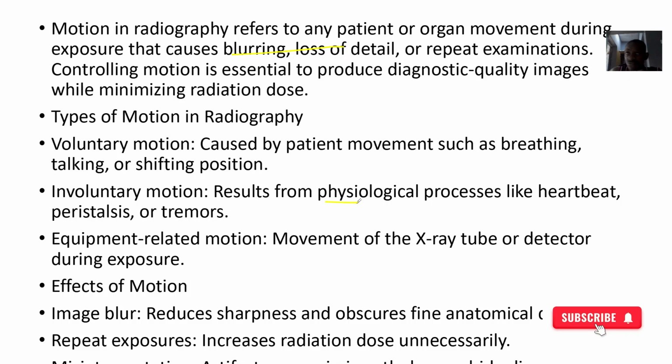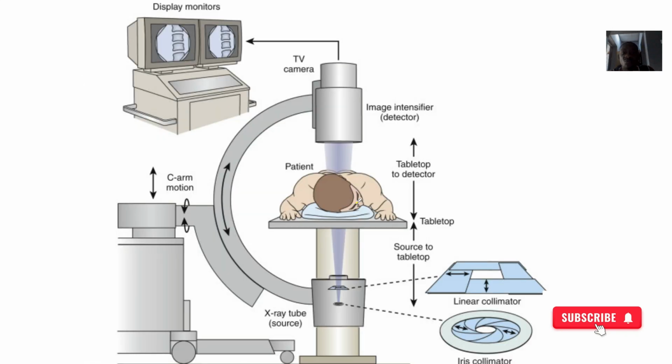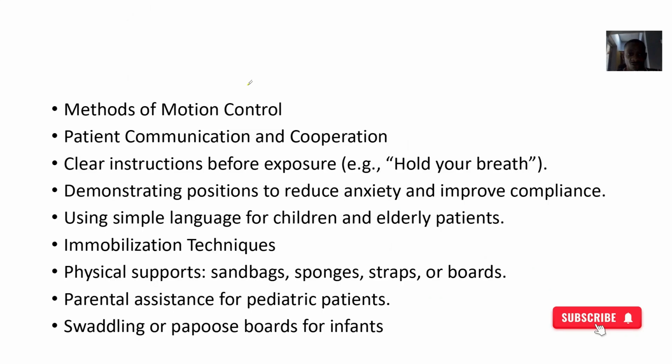If it is moving without your control, the images are usually blurred, and you have more cases where you have imaged the patient but have to image them again. So methods of motion control include patient communication and cooperation. So clear instructions before exposure, such as "hold your breath." Demonstrating positions to reduce anxiety and improve compliance.